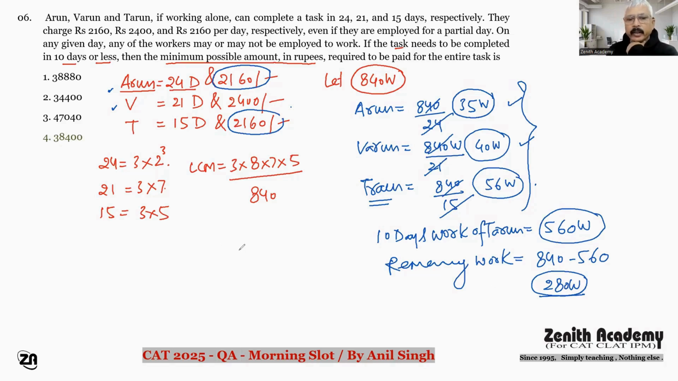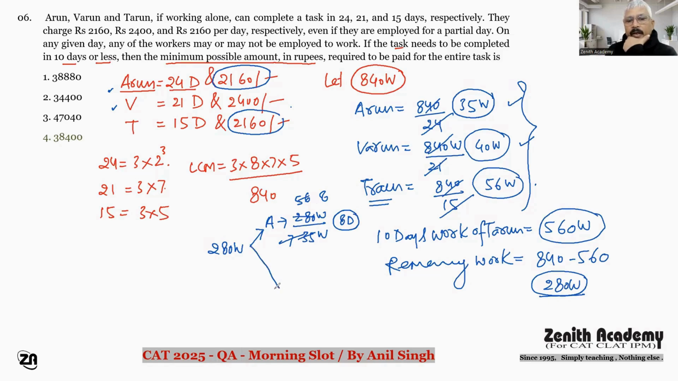If this 280 work is finished by Arun, then Arun will take 280 upon 35, 35 work daily. So 5 7 is 35, 5 5 is 25, and then 5 6 is 30, 8. Arun will take 8 days.